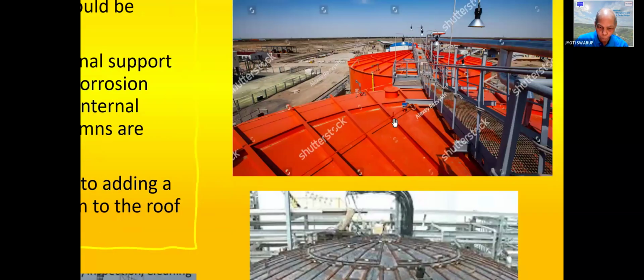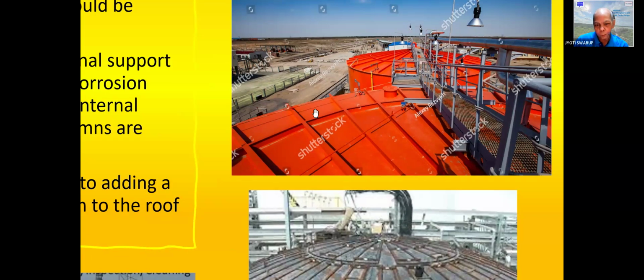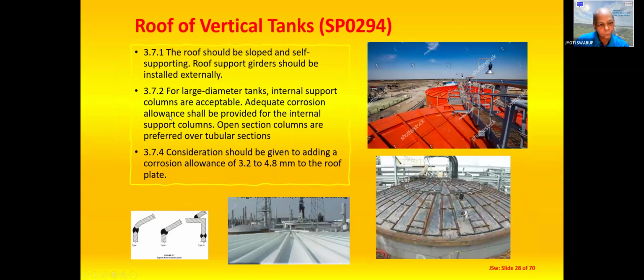You see there, mostly in API 650 tanks, these girders are inside the tank, so it is easier to construct. But for sulfuric acid, to make sure that these girders don't corrode, they are installed outside the tank, which is more difficult to construct. For large diameter tanks, internal support columns are accepted if required. Adequate corrosion allowance is provided for the internal support columns. Open section columns are preferred over tubular section. And consideration should be given to adding a corrosion allowance of 3.2 to 4.8 millimeter with a roof plate.